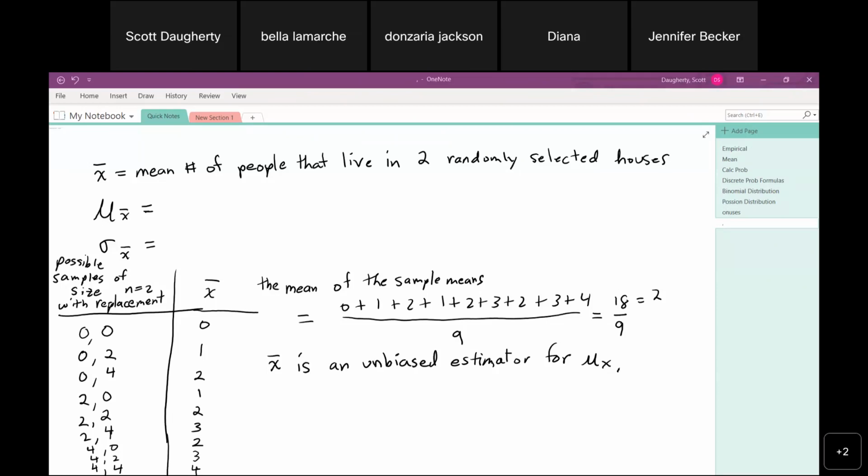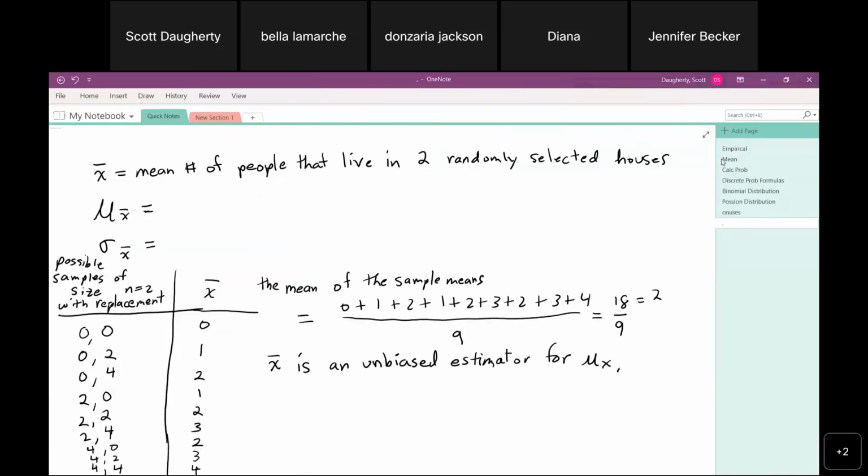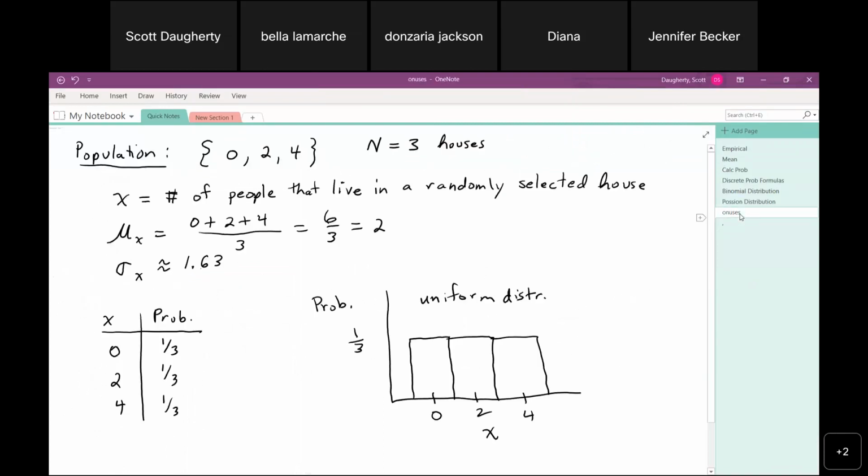The other thing I want to look at here is the distribution. So here's my random variable, and here's my second random variable. This one is the average number of people that live in 2 randomly selected houses. Notice that's different than the original one, where we selected only 1 house. Notice the difference between the 2 random variables. This one, x, is just the number of people that live in that 1 house that we selected.